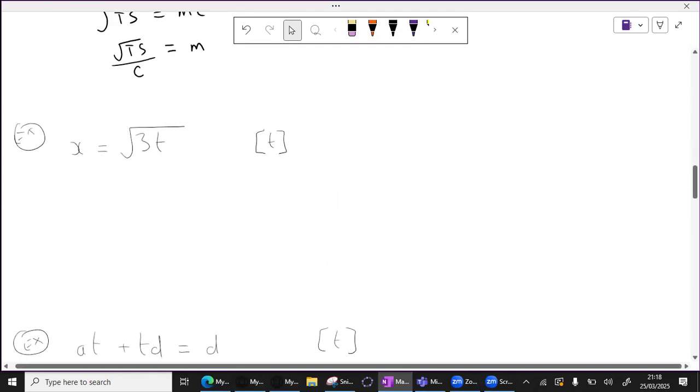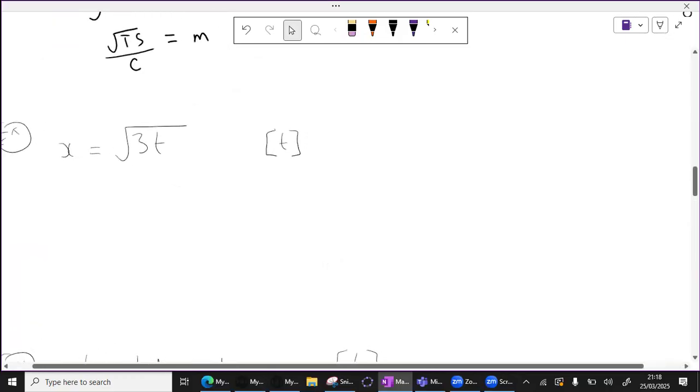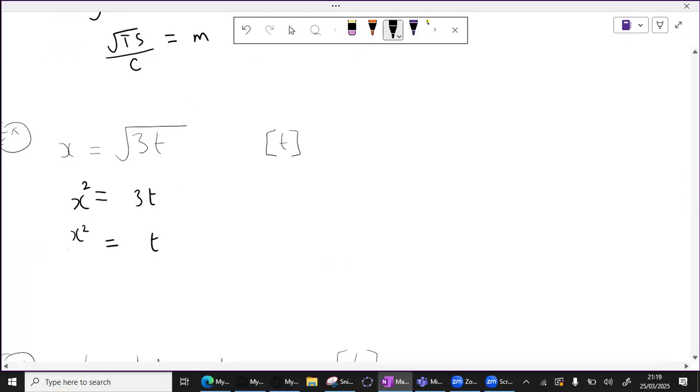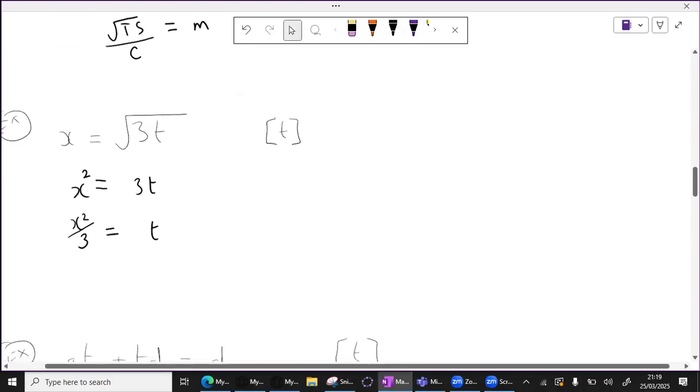Okay, what about this one? So I need to get t on its own. So I start by wanting to move away the square root. The opposite of square root is squaring. So that's why I now have a square there. I want to get rid of the 3. The 3 is multiplying the t. So if I move him, he's going to divide. There he is, and it's job done.